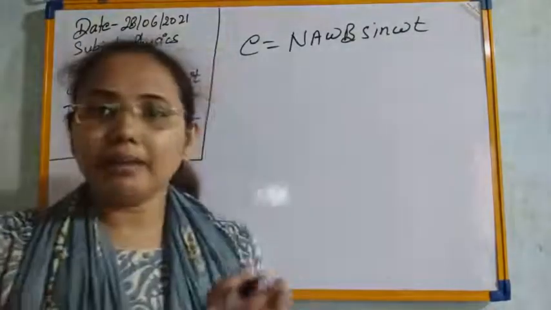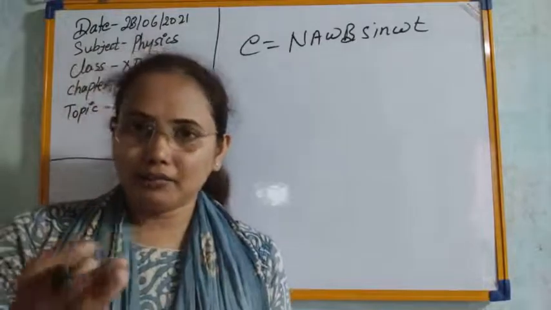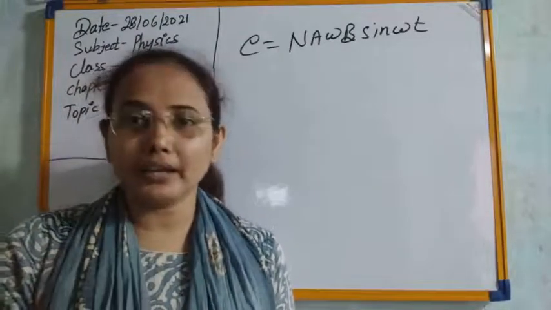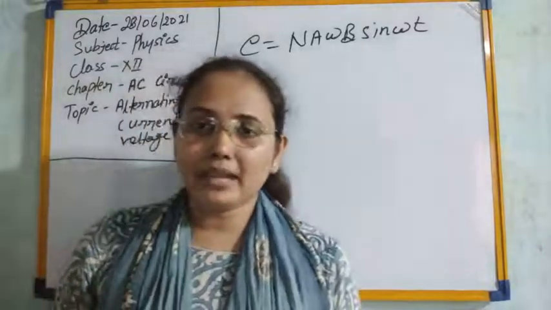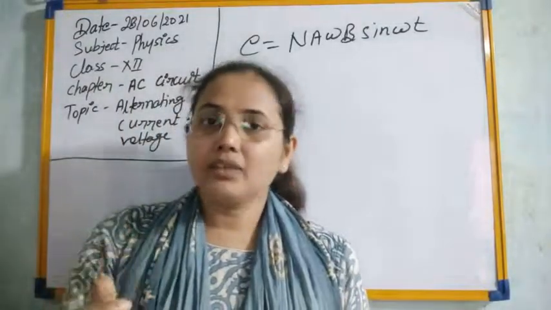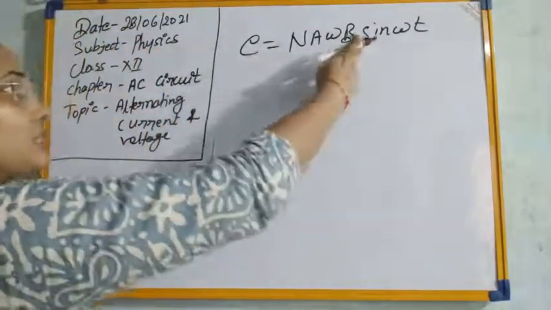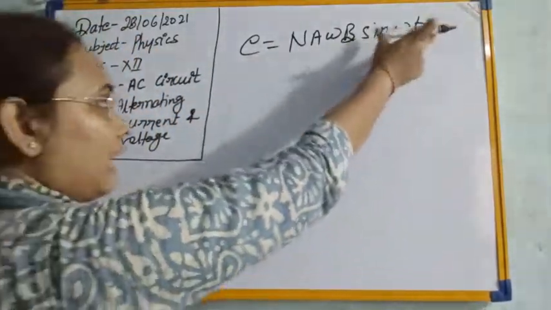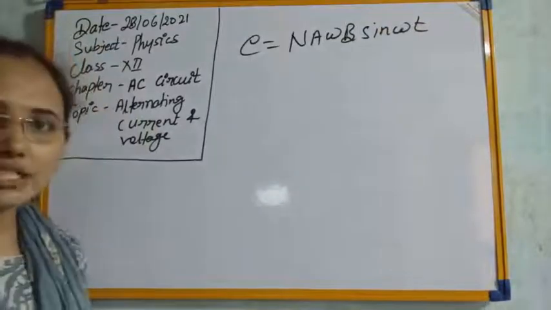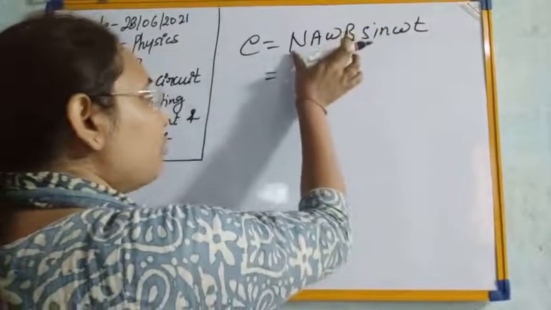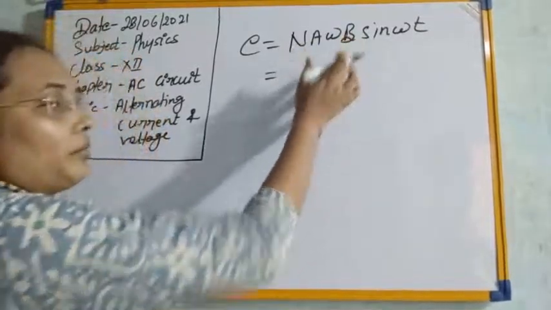If we keep the coil in the direction of the magnetic field and start to rotate it, the angle between the area of the coil and the magnetic field will start to change. For that case, induced EMF is produced this way, and if sine theta has the maximum value, then EMF will have its maximum value, which is equal to N A omega into B.